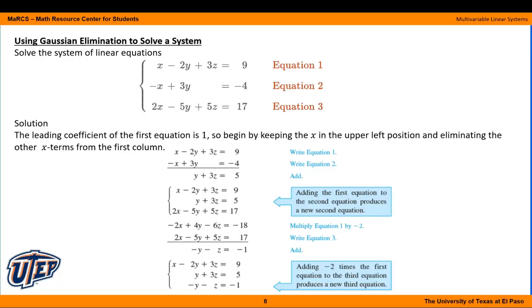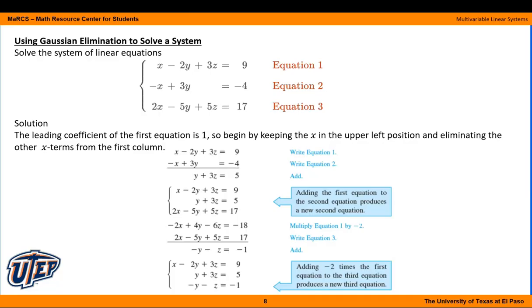Now let's apply Gaussian elimination to a system with 3 variables. Our objective is to eliminate the x terms below the leading coefficient in the first column. We keep equation 1 unchanged. Adding equation 1 to equation 2 eliminates x from equation 2. Multiplying equation 1 by -2 and adding the result to equation 3 eliminates x from equation 3.